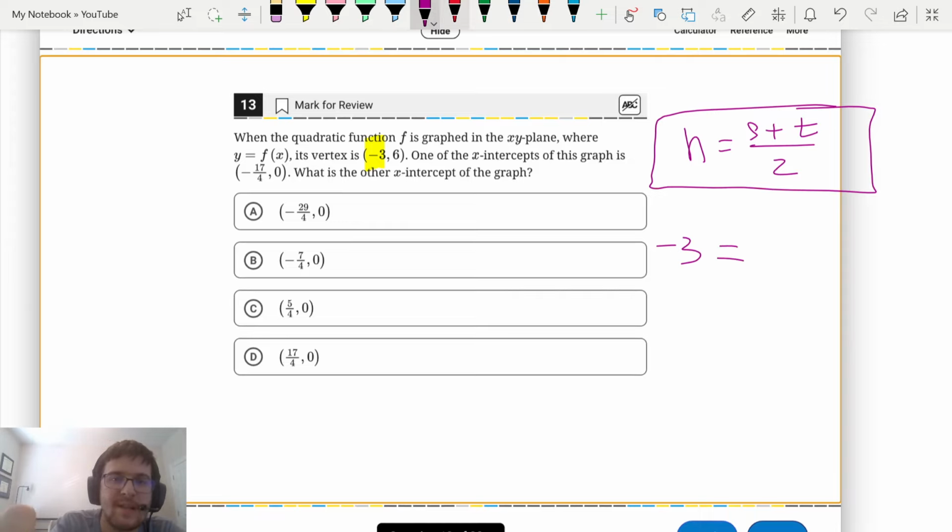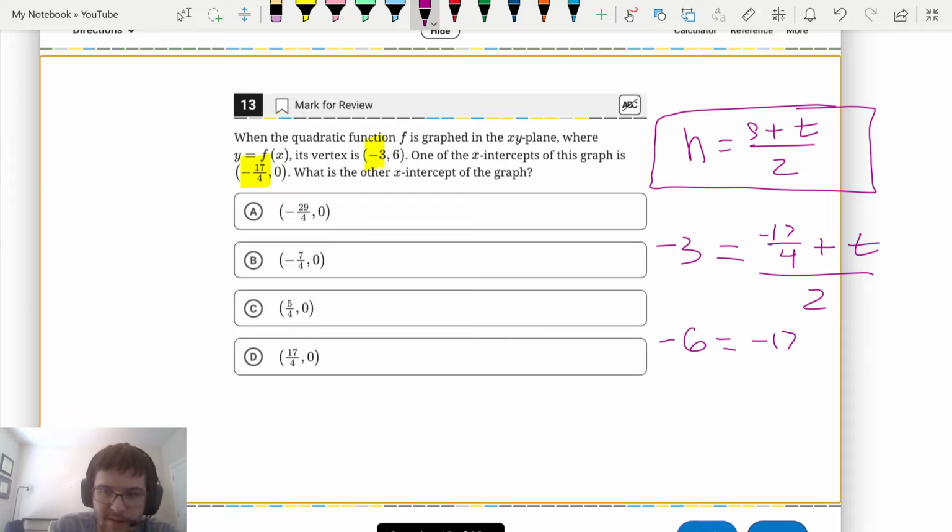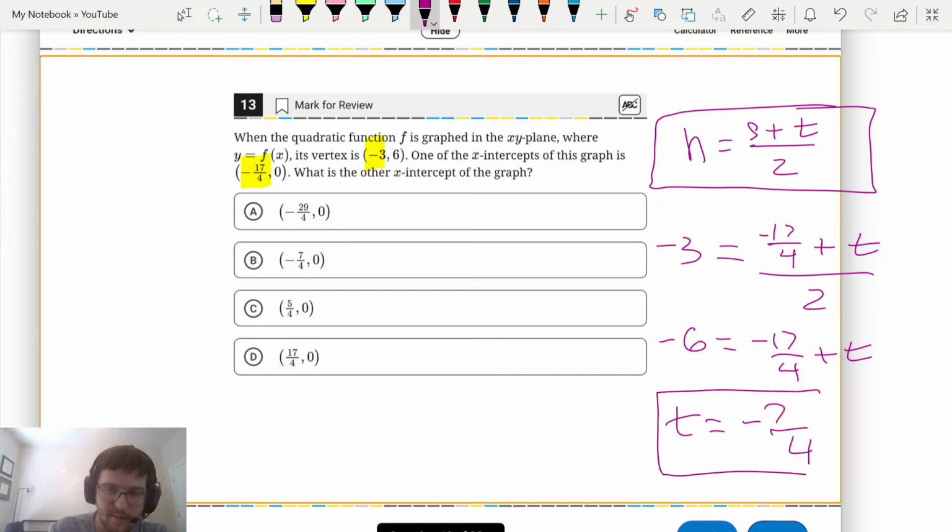And then s is the x-coordinate of the first x-intercept, so negative 17 over 4. And then t we don't know. So now you just have to solve this equation. So negative 3 equals (negative 17 over 4 plus t) over 2. And now I'm just going to add 17 over 4 to both sides. And I get t equals negative 7 over 4. So the only one with negative 7 over 4 is B. So it must be B.